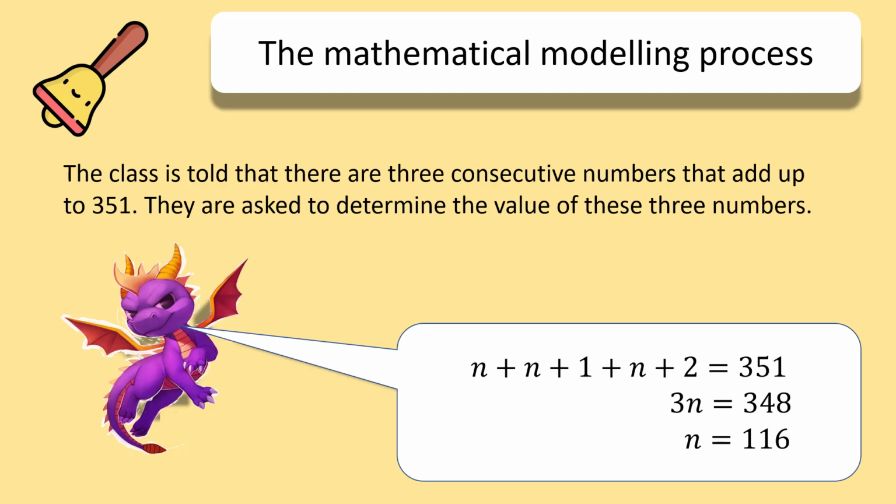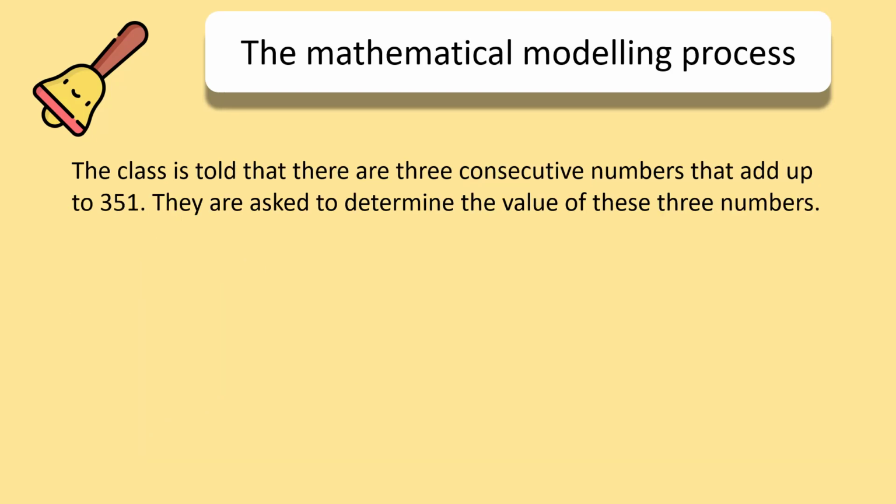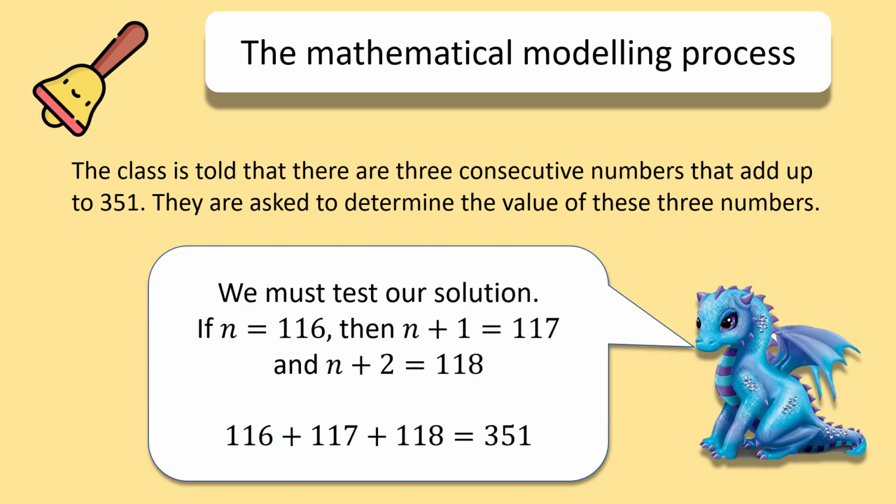Always remember to revisit the original question to make sure that you are really answering what was asked. So let's test our solution. If n is 116, then n plus 1 must be 117, and n plus 2 118. And if we add the 3 numbers, that add up to 351. Brilliant! We've solved a word problem using algebraic expressions and an algebraic equation. This is an example of the mathematical modeling process.